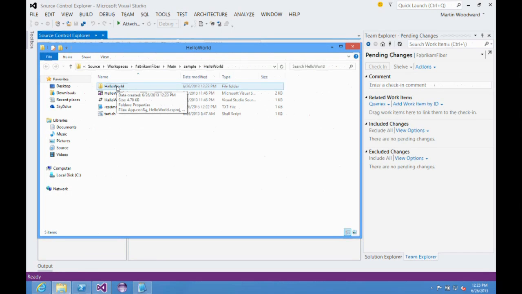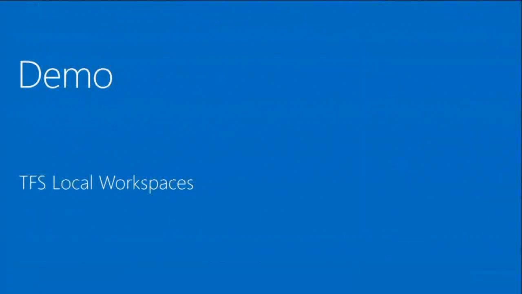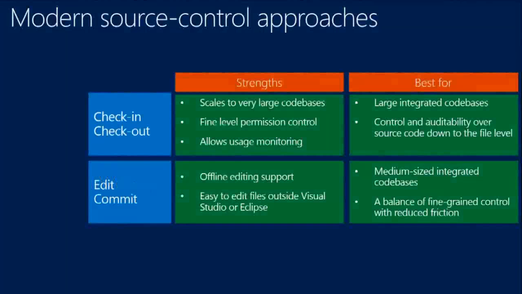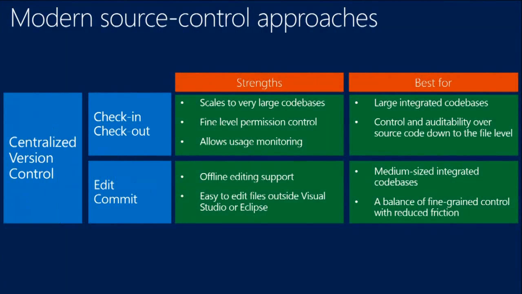Great. Okay. So for a lot of people, local workspaces are a nice low-friction way of doing version control with what's called a centralized version control system. So these two types of version control are centralized version control. You have a central repository, and you get a copy of the latest code locally, and then you check that code into TFS and share it with your team by checking it into the server.